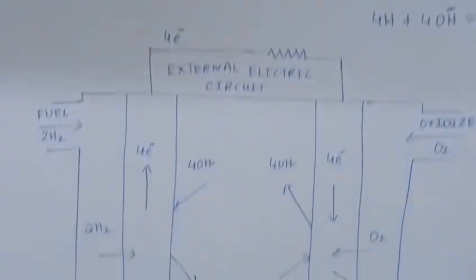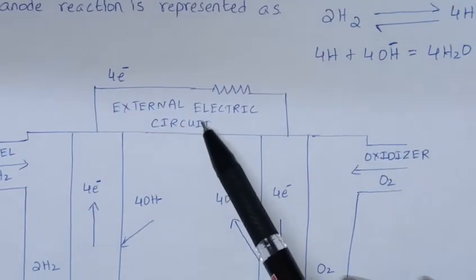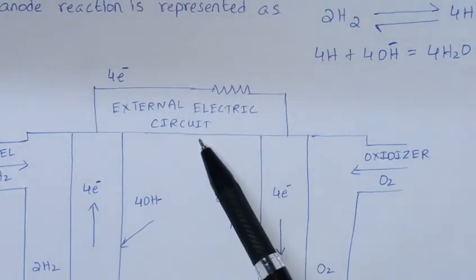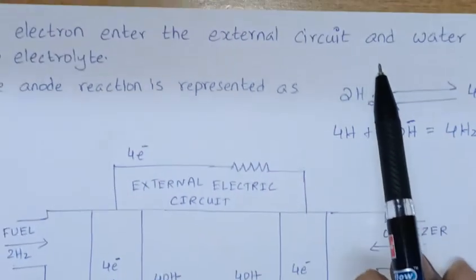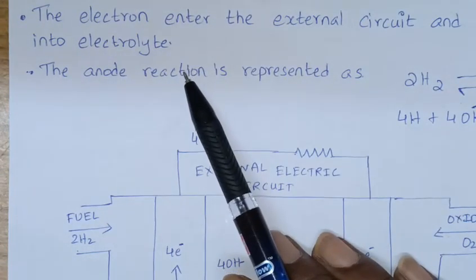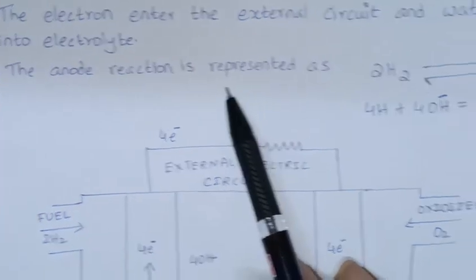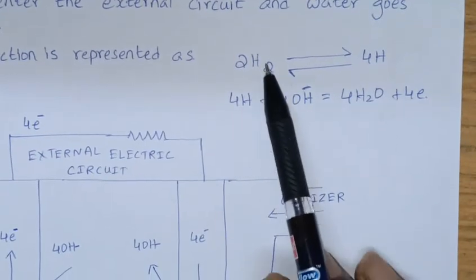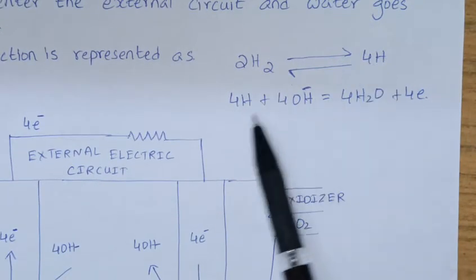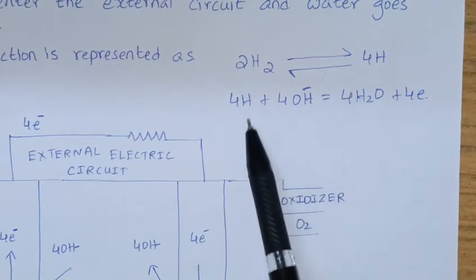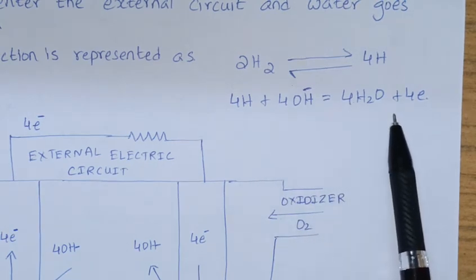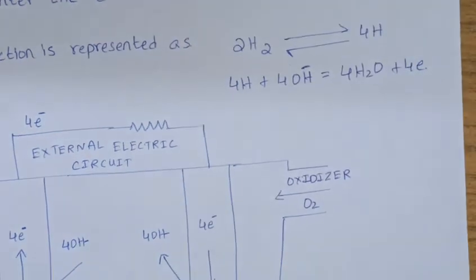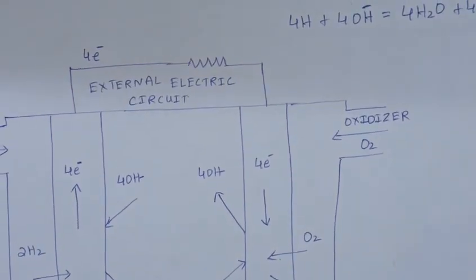Now see, where is the external circuit? You can see the external electric circuit. What is happening here? Electrons enter the external circuit and water goes into the electrolyte. The anode reaction is represented as 2H2, that gives 4H, right? So next we will get 4H plus 4OH, which is equal to 4H2O plus 4e. This is about the anode.